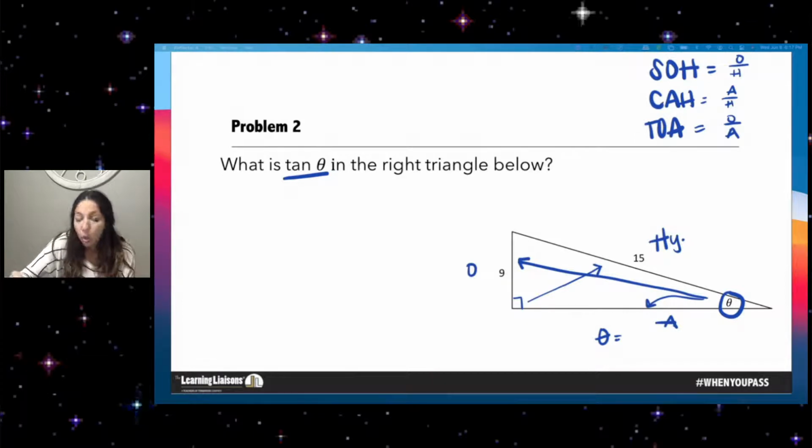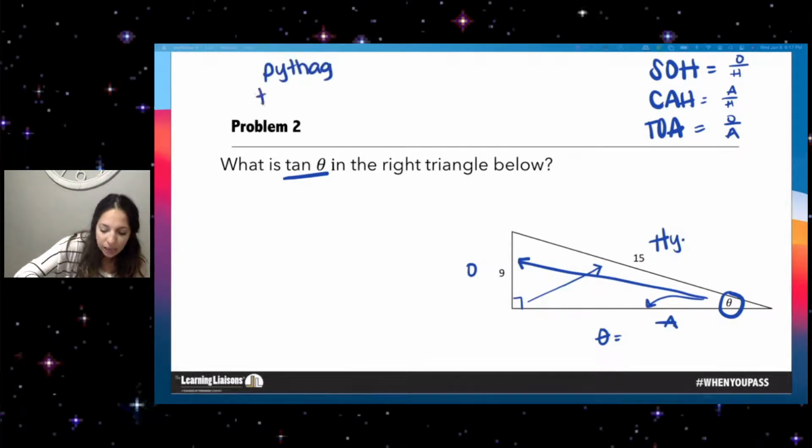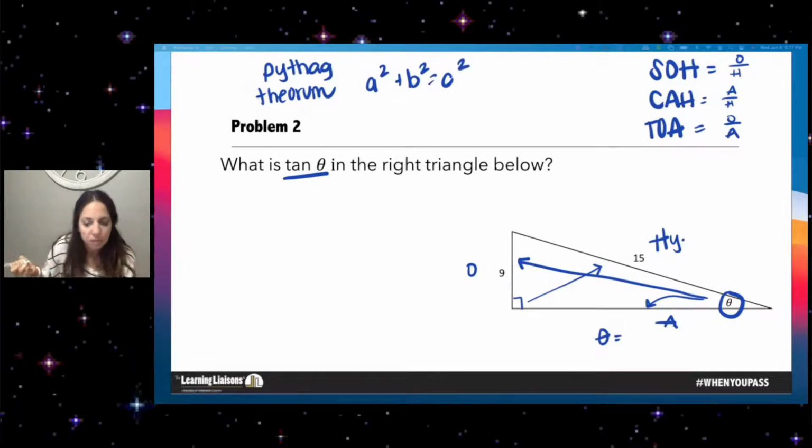Now, if I had my answer choices unhidden, I would look at my answer choices and see which one has 9 on the top. Then I would go ahead and do the Pythagorean theorem to find that missing side, because I know that the Pythagorean theorem tells me a squared plus b squared equals c squared, where a and b are your legs and c is always your hypotenuse, which is the longest side, the side across from that right angle.